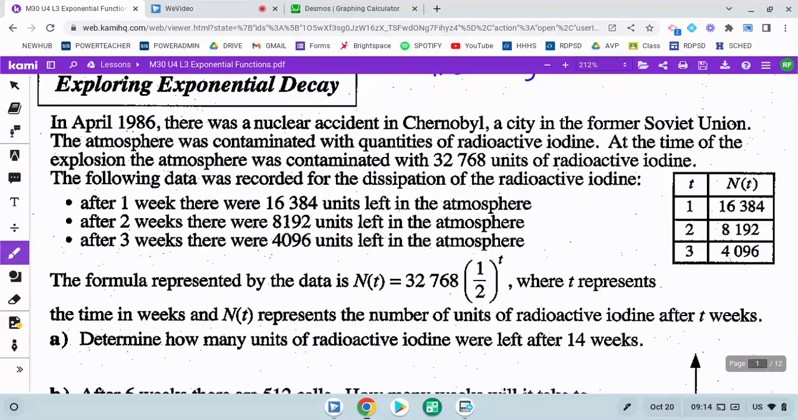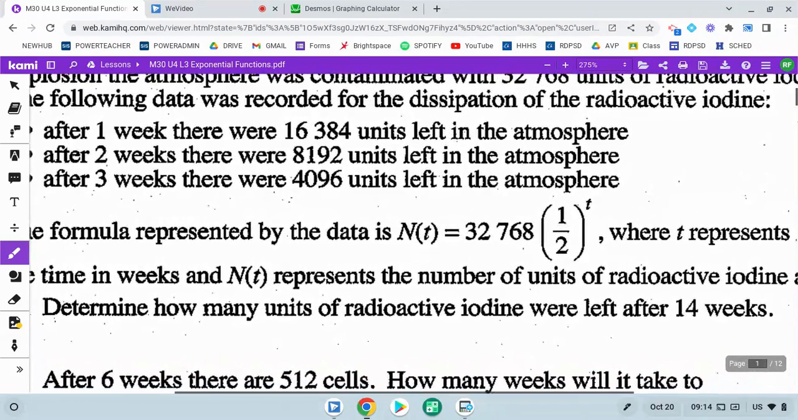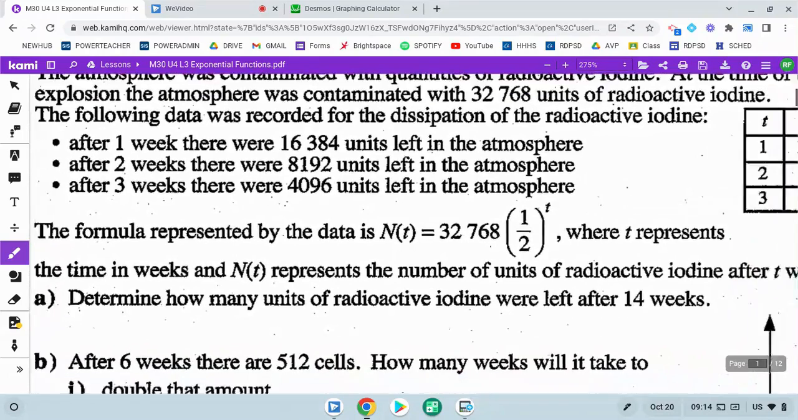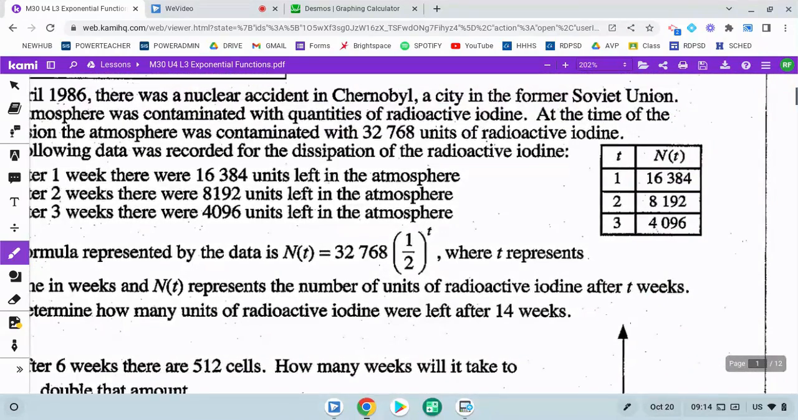It says there was a nuclear accident in Chernobyl, a city in the former Soviet Union. The atmosphere was contaminated with quantities of radioactive iodine. At the time, it was contaminated with 32,768 units of radioactive iodine. Then they give us some more information about what is happening as time passes: after 1 week, how much is left, 2 weeks, 3 weeks, and so on.